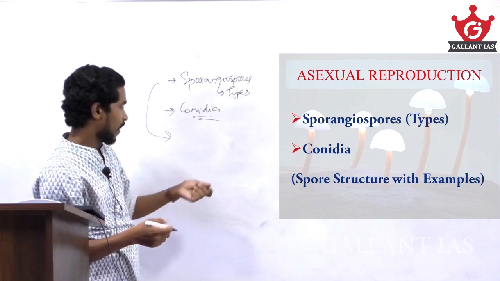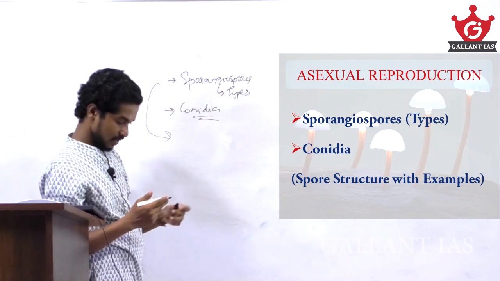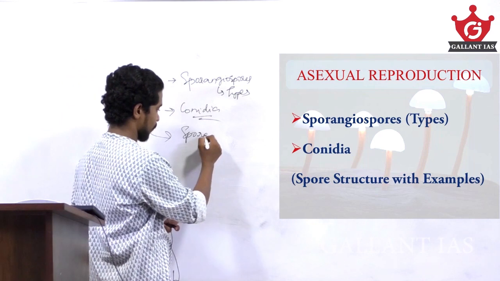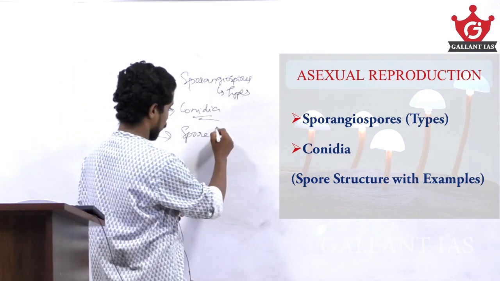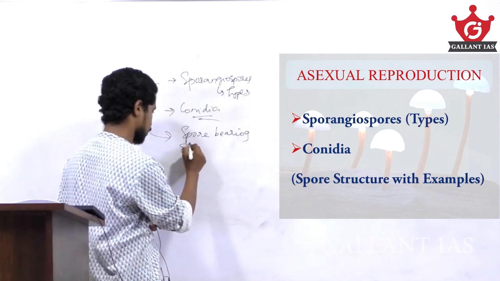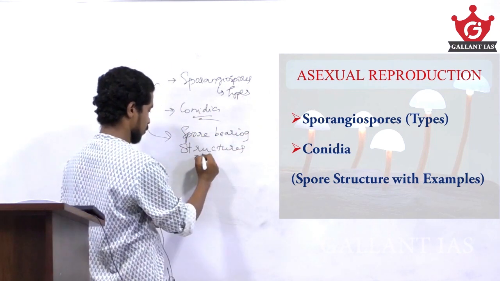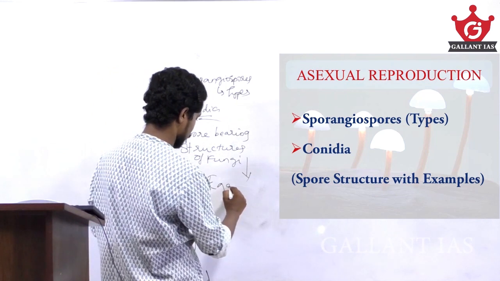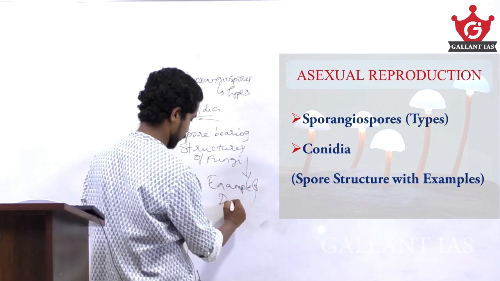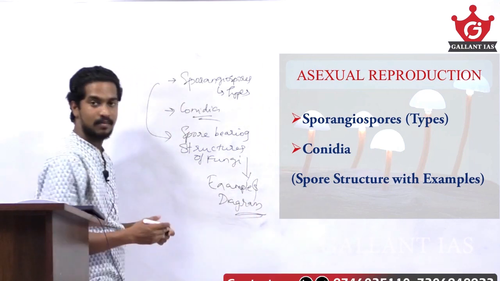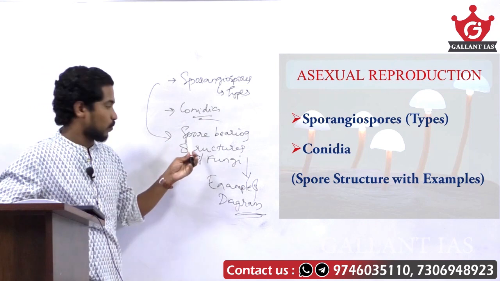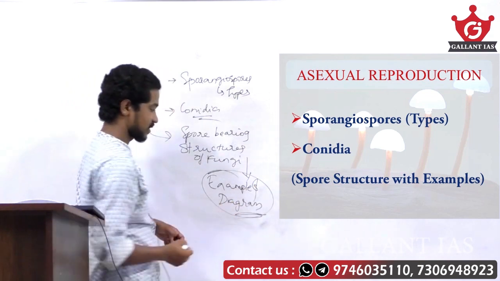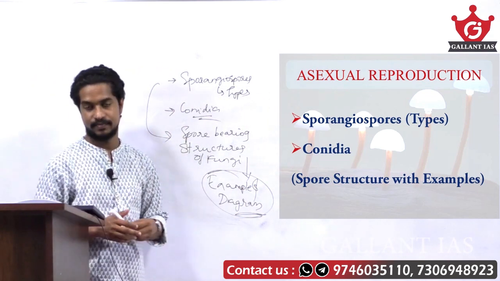While you are writing an answer on asexual reproduction or the spore-bearing structures of fungi, giving examples and a diagram is a must. Present suitable examples and a diagram for that.